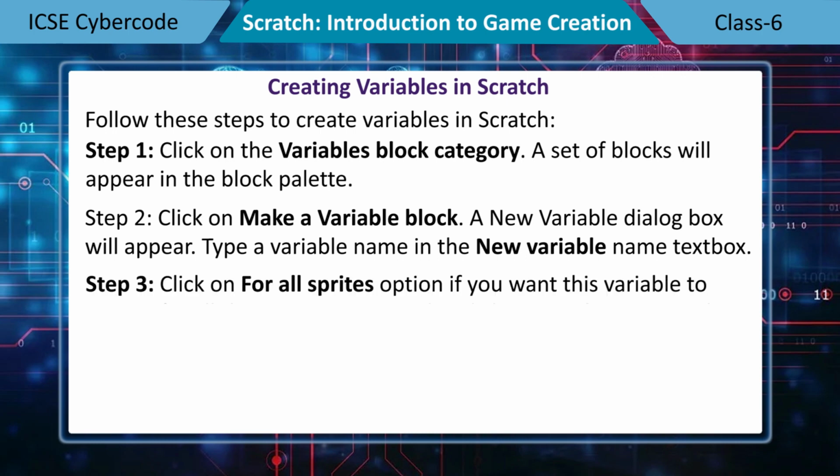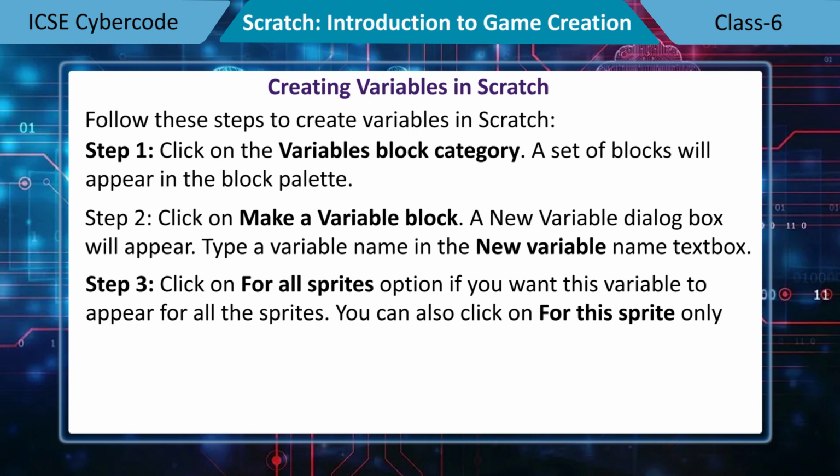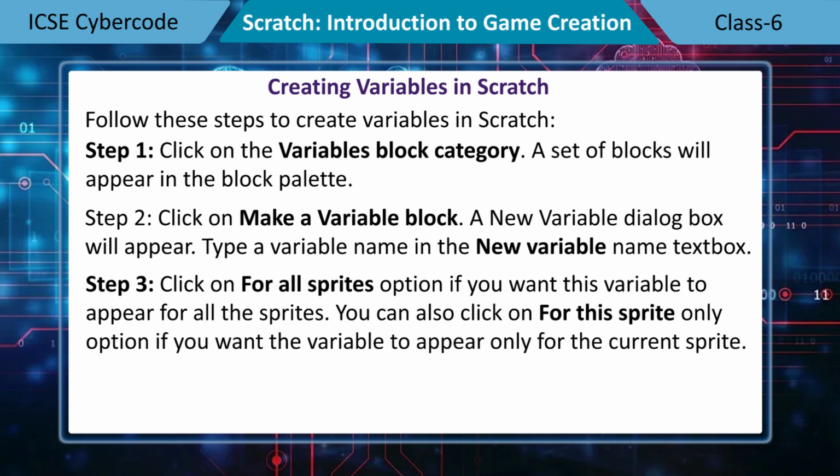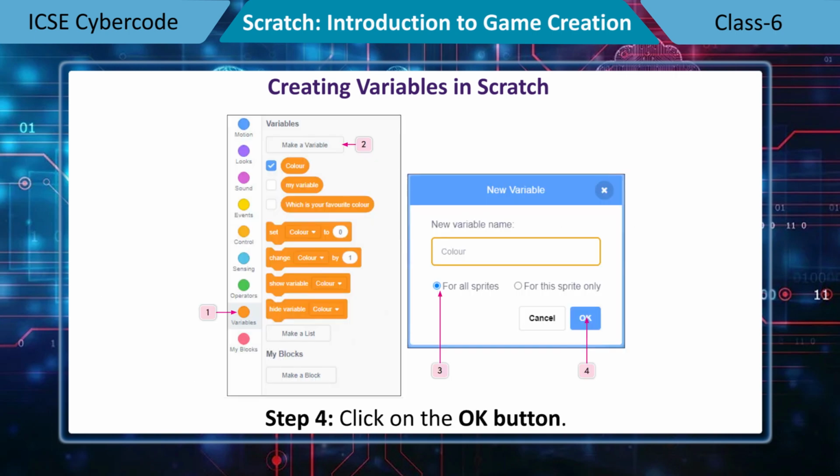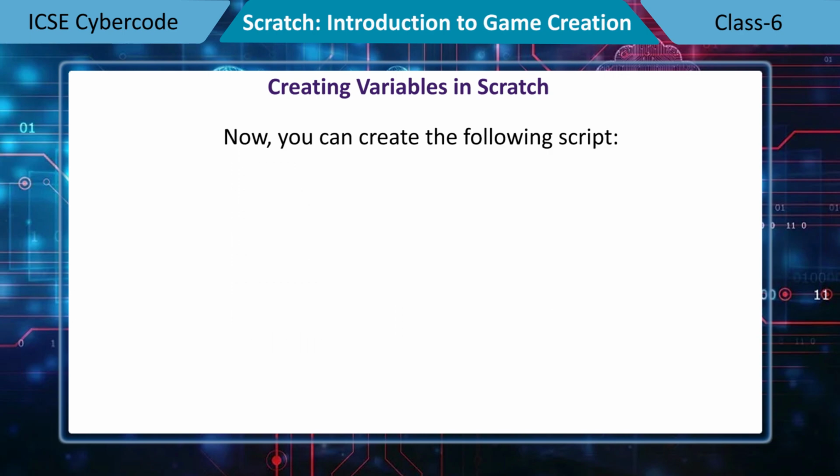Step 3. Click on the For All Sprites option if you want this variable to appear for all the sprites. You can also click on the For this sprite only option if you want the variable to appear only for the current sprite. We have added the color variable here. Step 4. Click on the OK button. Now, you can create the following script.